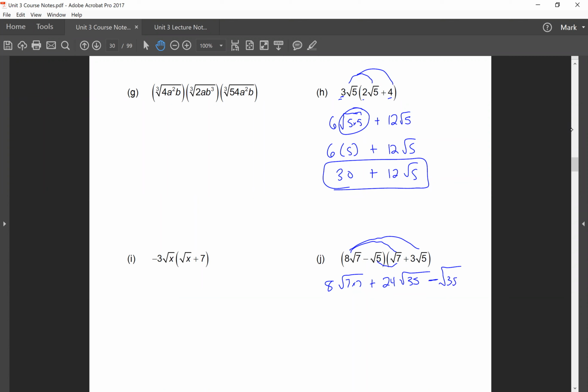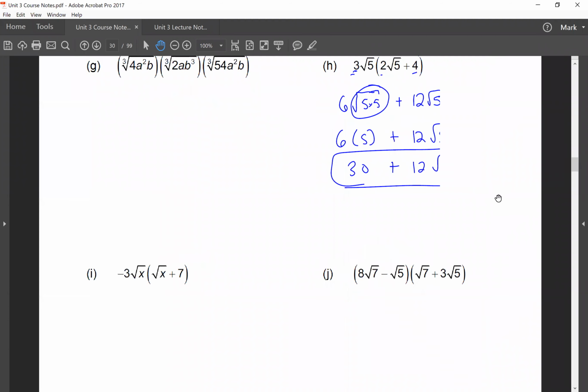And then I didn't really give myself enough room, did I? And then the last terms. So this would be another negative 3 root 5 times root 5. Sorry, I ran out of room. Okay, now I simplify.